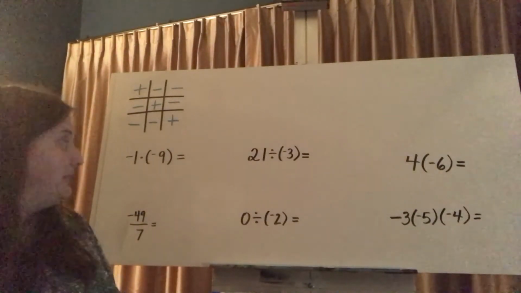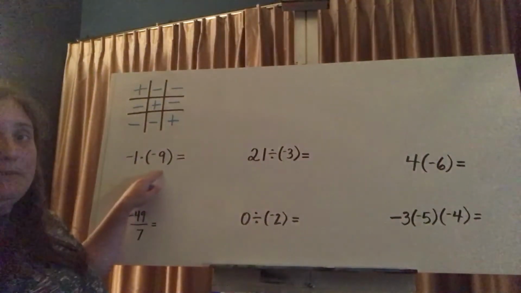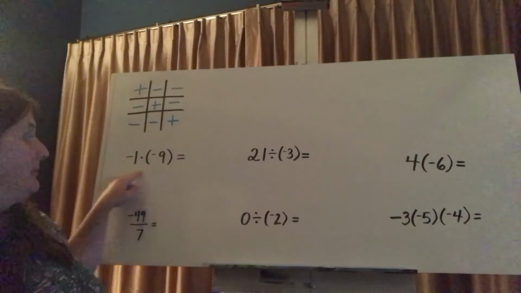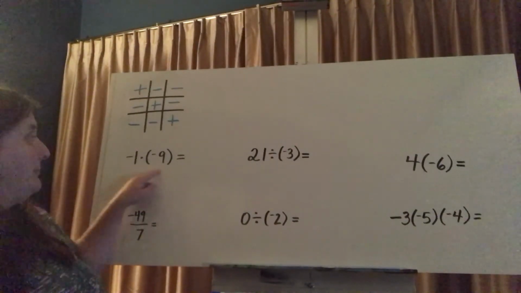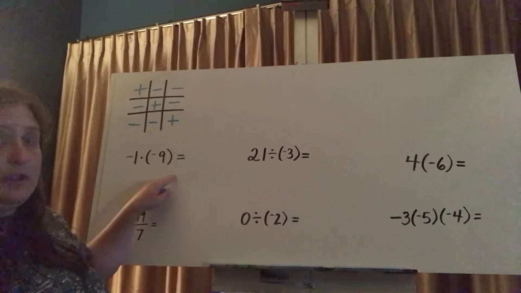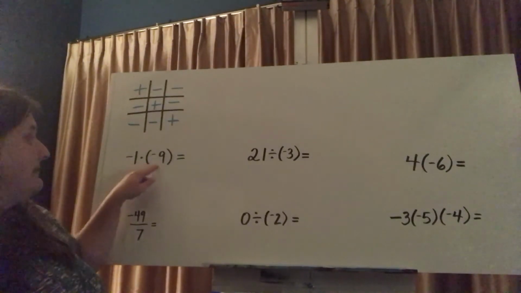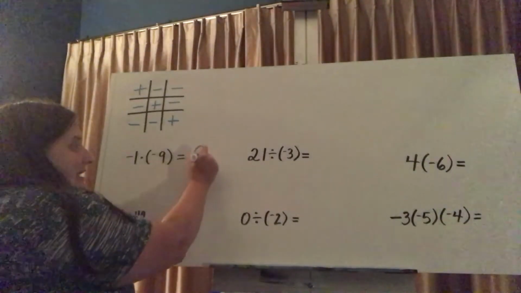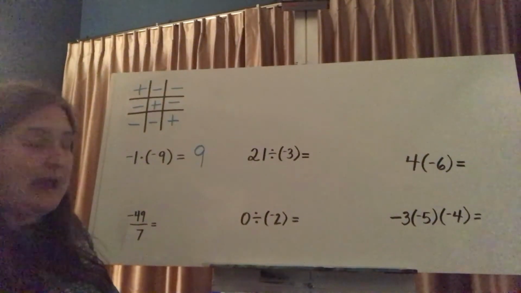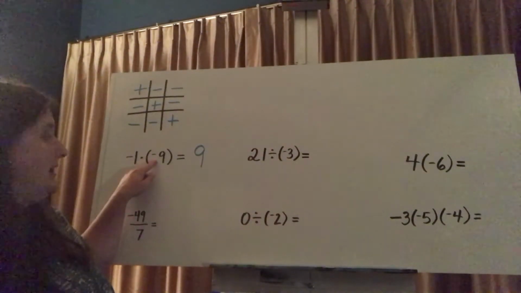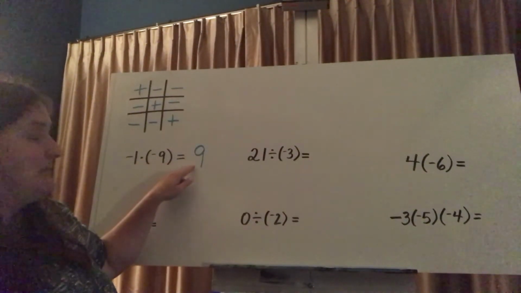So let's try a couple here. The first thing I'm going to do when I see a multiplication problem like this is just multiply the absolute values of my integers. So 1 times 9 is 9. Then I can go back and say, well, they were both the same sign. If they're the same sign, my answer is positive.